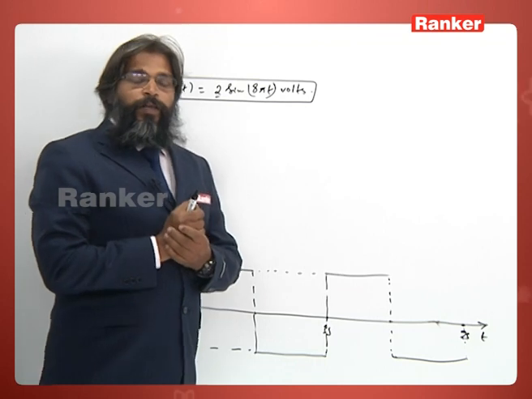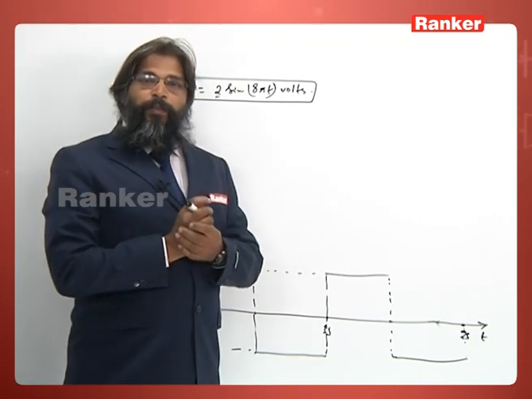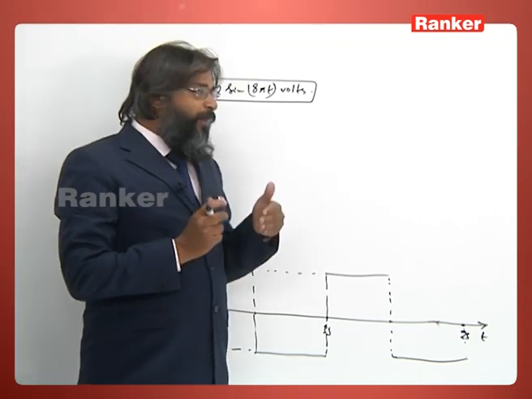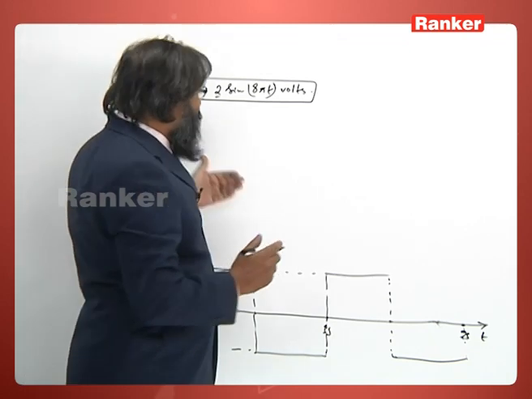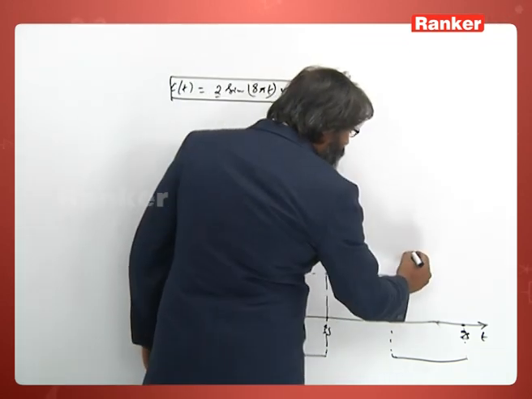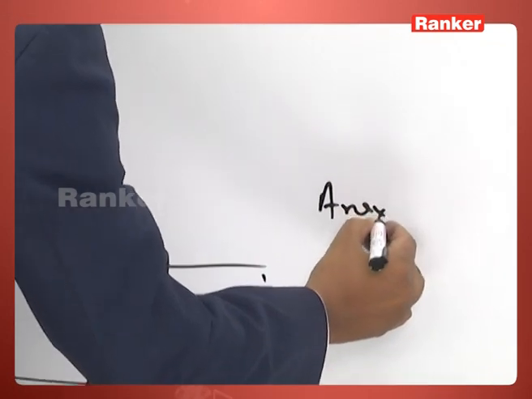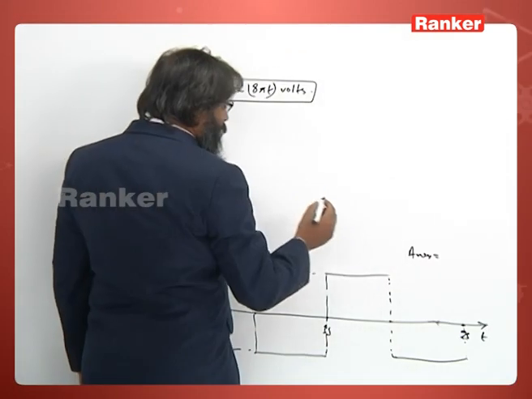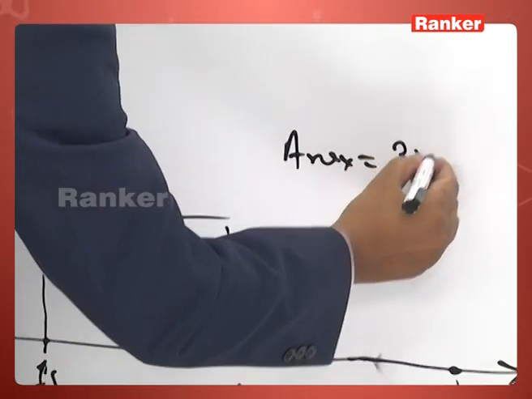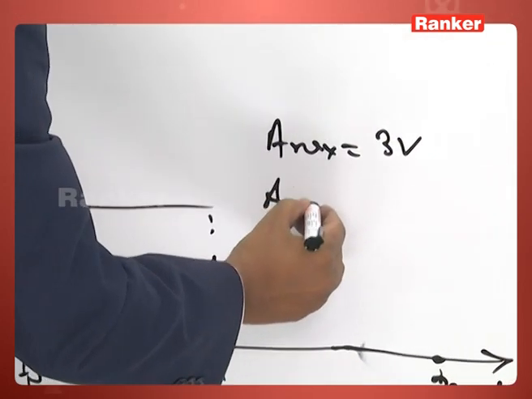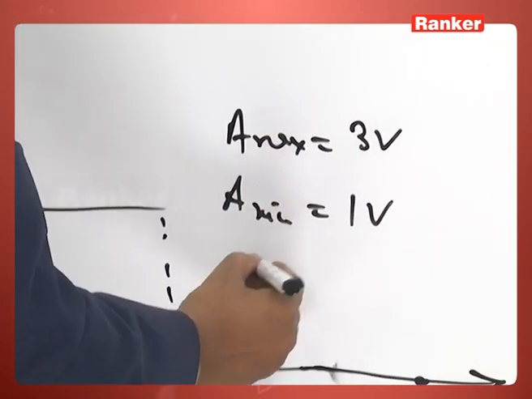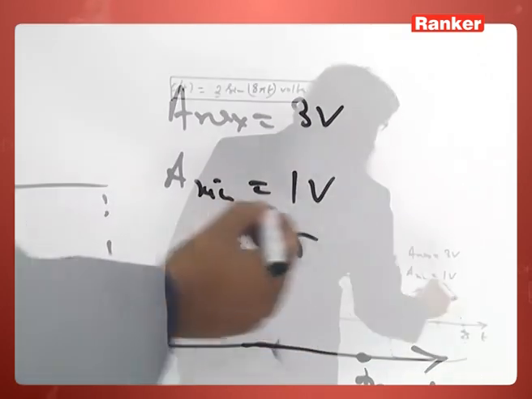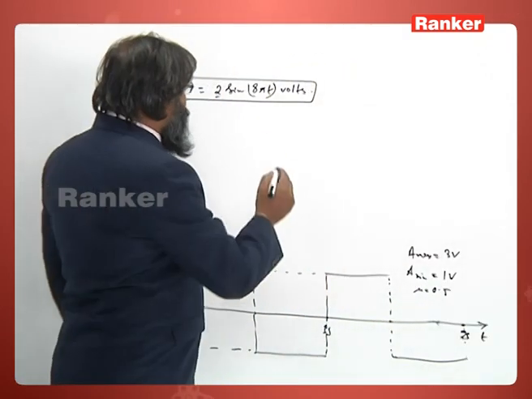So before we draw the modulated carrier wave, we require certain information. Let us write the information here. A max will be this, we have already calculated it is 3 volts. A min, we have already seen it is 1 volt. Modulation index is 0.5. And what is the carrier frequency?